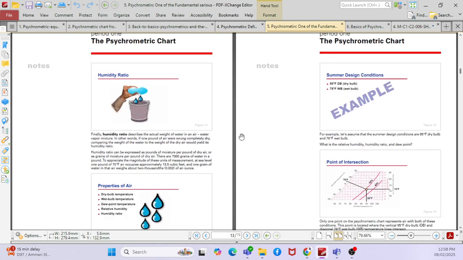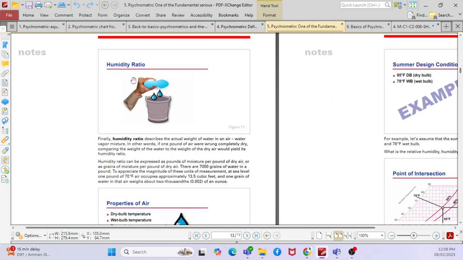Okay, you can see that, for example, this is the humidity ratio. When you say the humidity ratio, it is the amount of water particles in that particular air. Say for example, it is an amount in grains or pounds or kilograms or grams. That much of grams or kilograms or pounds is already in the air. So that is called humidity ratio. Finally, the humidity ratio describes the actual weight of water in the air. How much water is present in that particular air, that is called humidity ratio.